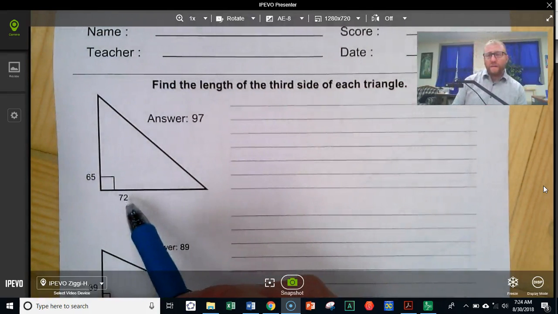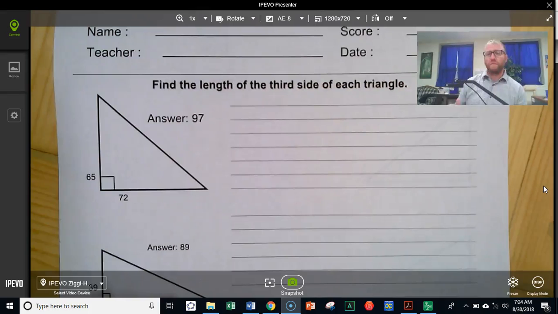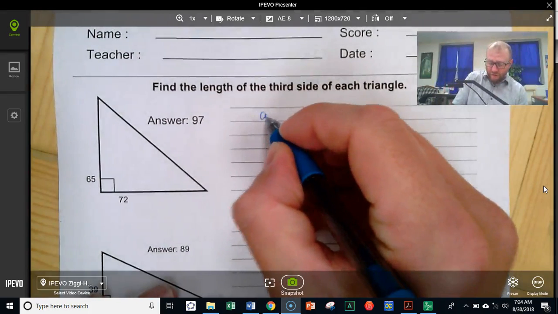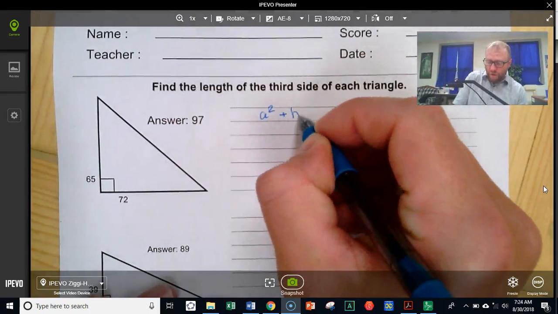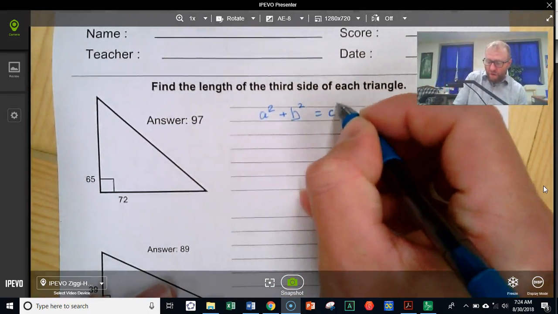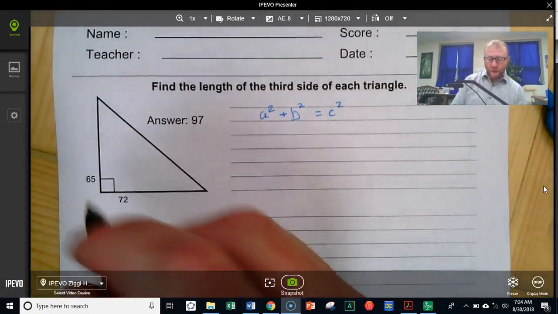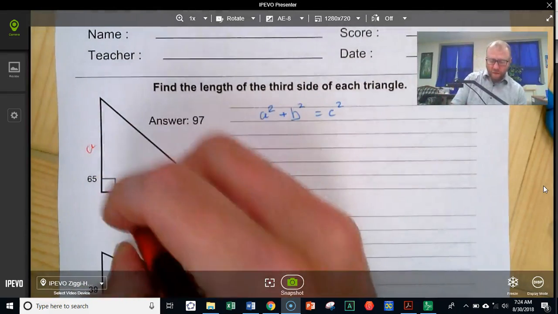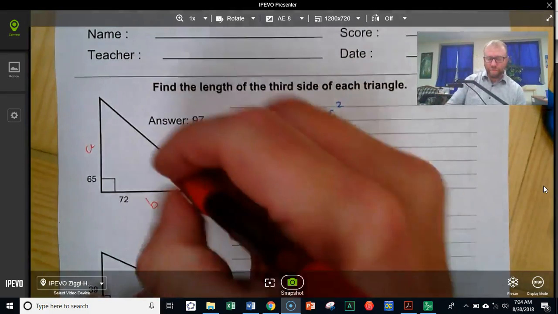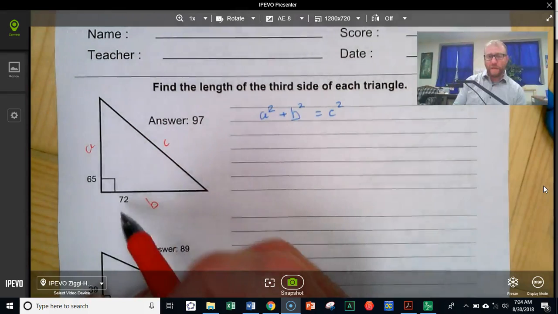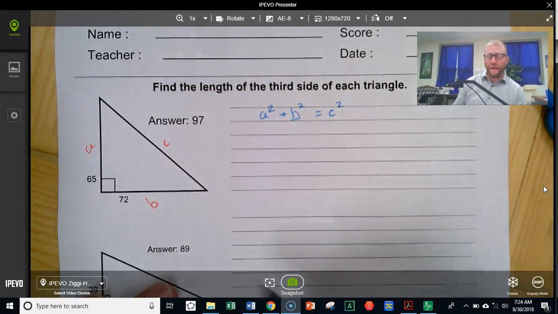In order to find the length of the hypotenuse in a triangle using the Pythagorean Theorem, we first need the Pythagorean Theorem equation. And it is a squared plus b squared equals c squared. Our A and our B are the two lengths here. Our C is always the hypotenuse. So the A and the B are always the two sides that are right next to the right angle, and the C, the long side, the hypotenuse, is always directly across from the right angle.